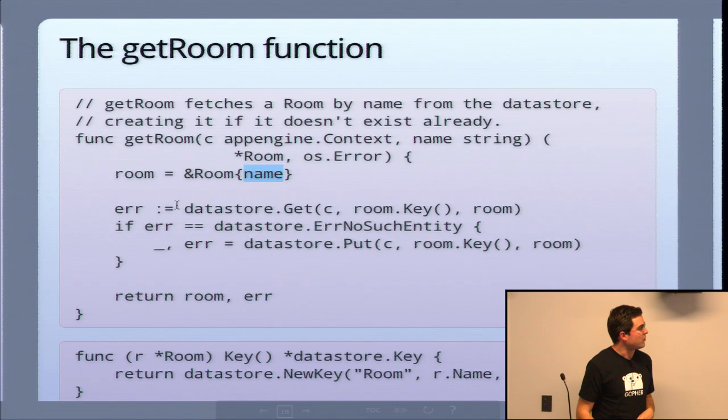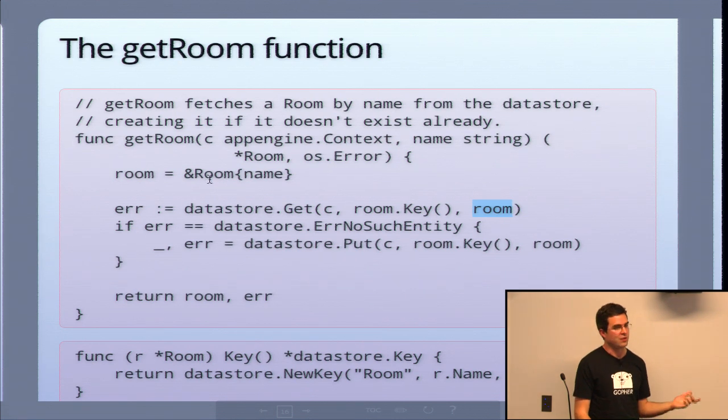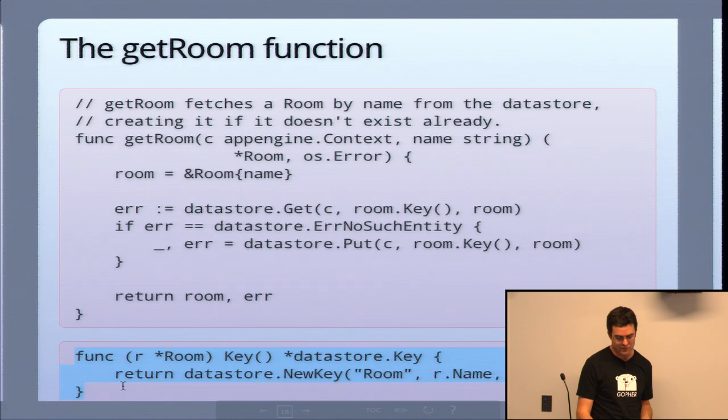And then I make a call to the data store, a get call. I'm asking for a room record with the key that I'm providing and storing the result in this room that I've created. And you'll notice that I get the key by calling the method key on my room. And that method is defined here.